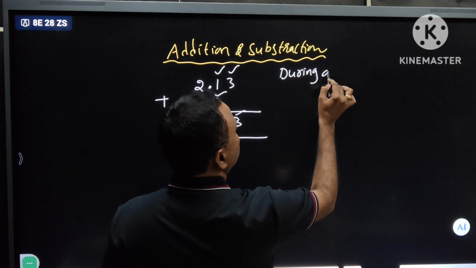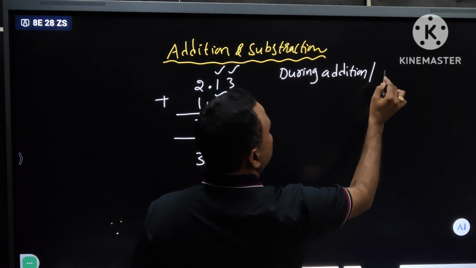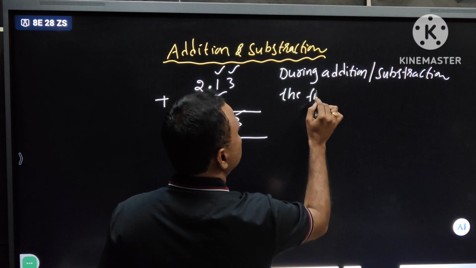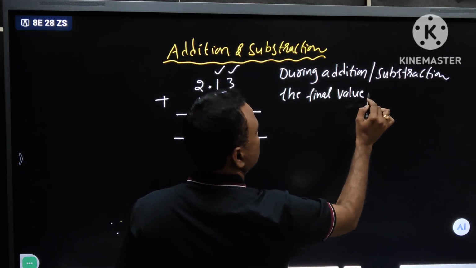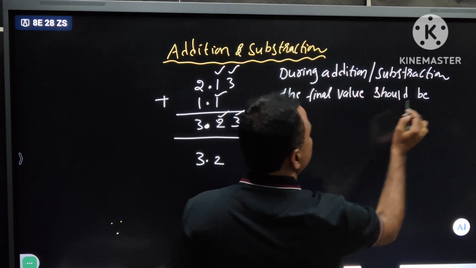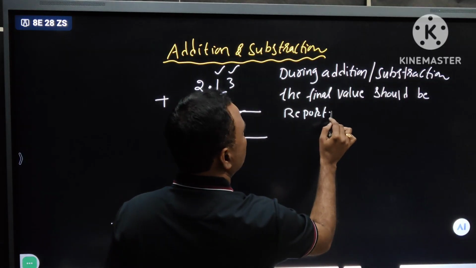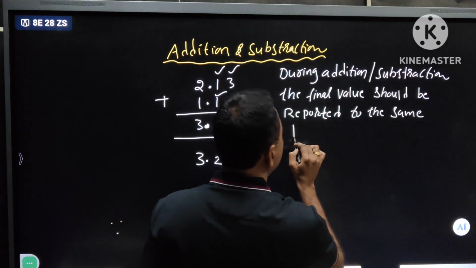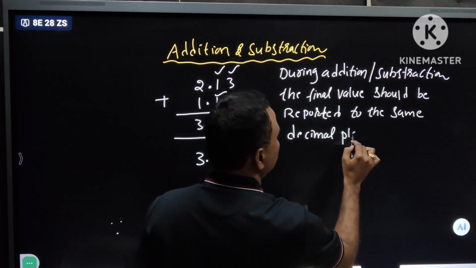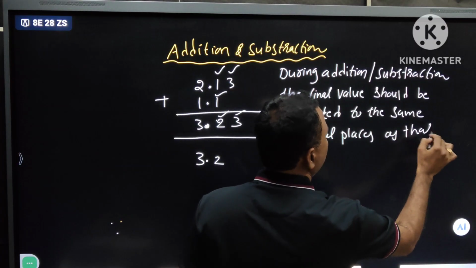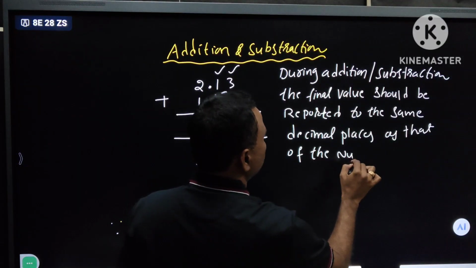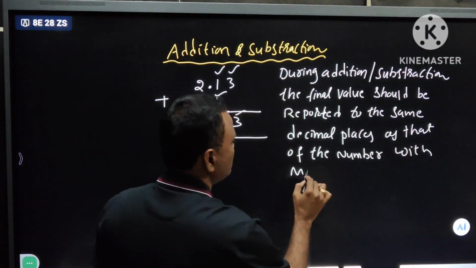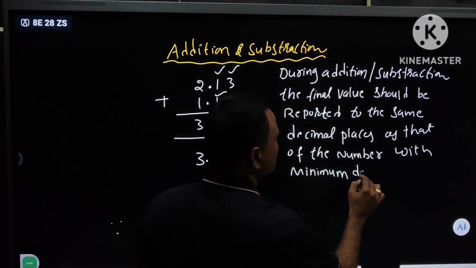During addition or subtraction, the final value should be reported to the same decimal places, this is important, decimal places as that of the number, meaning of the two numbers we are going to add, as that of the number with the minimum decimal places.